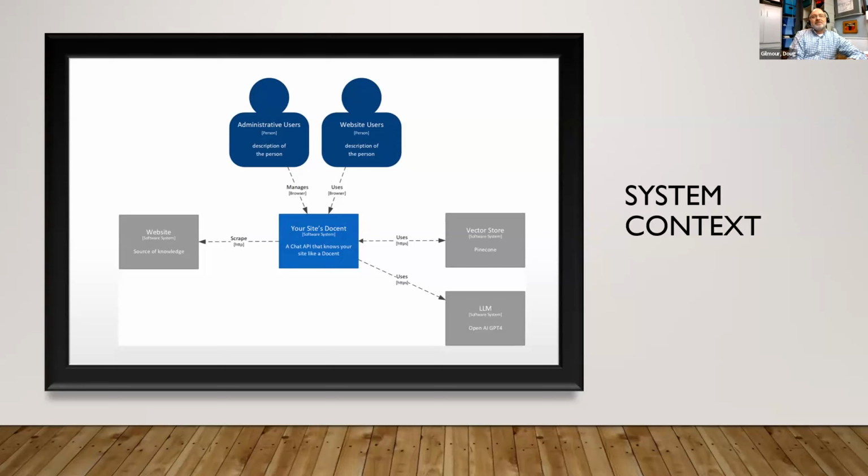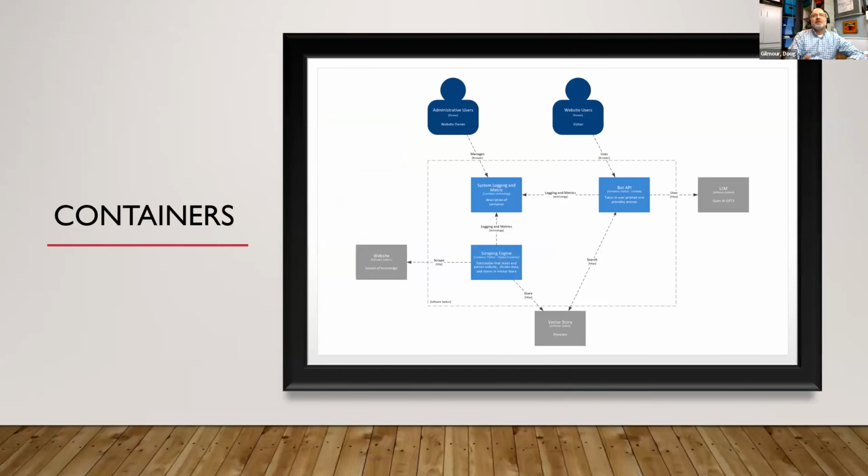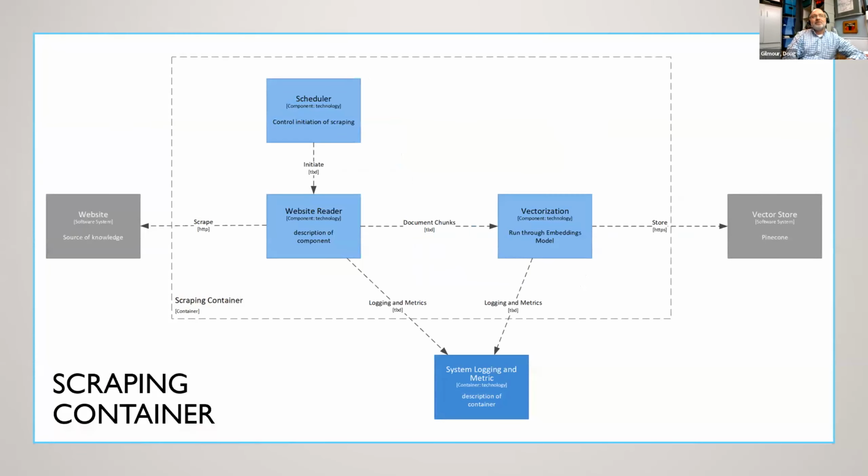So our system, the way that we envision it operating, can be broken up into a couple different component parts. We want the scraping engine to be something that operates independently of the API for the widget, the bot that'll be on the website. So we also want to have an independent system logging and metrics area as well. As we dig into those two components, the scraping container will have a scheduler so that we can control when we go and refresh the website, perform the vectorization, and store it over outside in our Pinecone service.